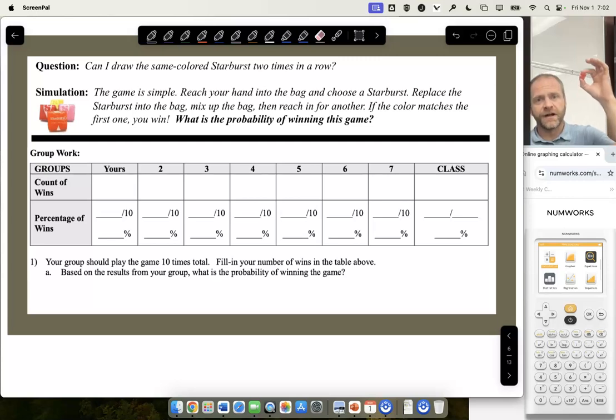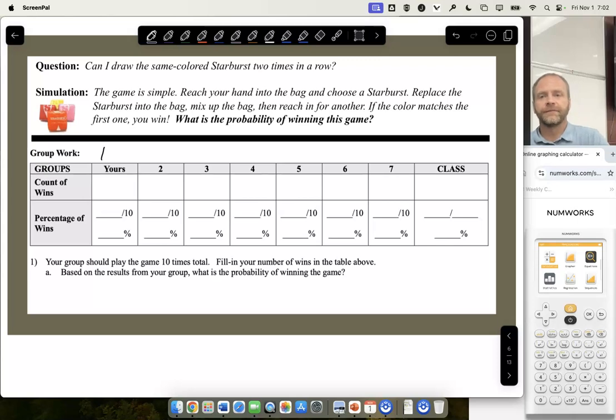I'm going to replace that Starburst back in the bag. I'm going to mix again. I'm going to draw another color. That's red. They matched. That means I win. So that means right now, if I were to keep track, I've won once. And what happens is we are going to do this a total of 10 times per group.